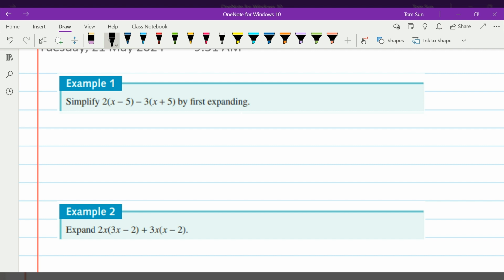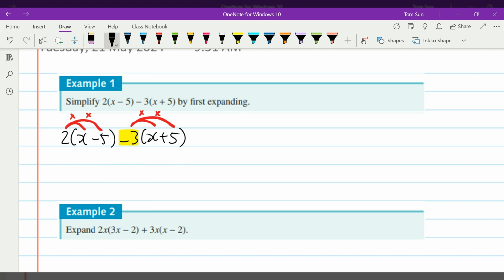Here we have 2(x minus 5) minus 3(x plus 5). Some things to note: this 2 is going to multiply with the x and with the 5, and this negative 3 is multiplying by the x and the 5 here. Just some basics that we need to make sure we cover. The reason I said negative 3 is because this becomes negative 3, so we're going to be very careful with that here.